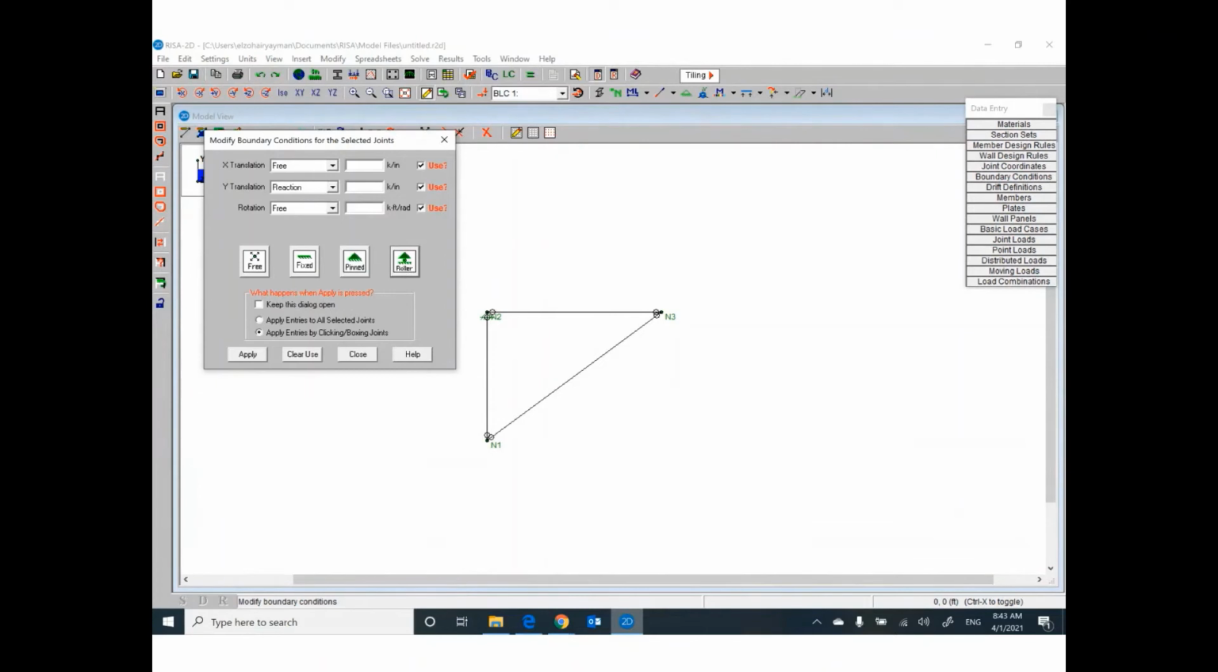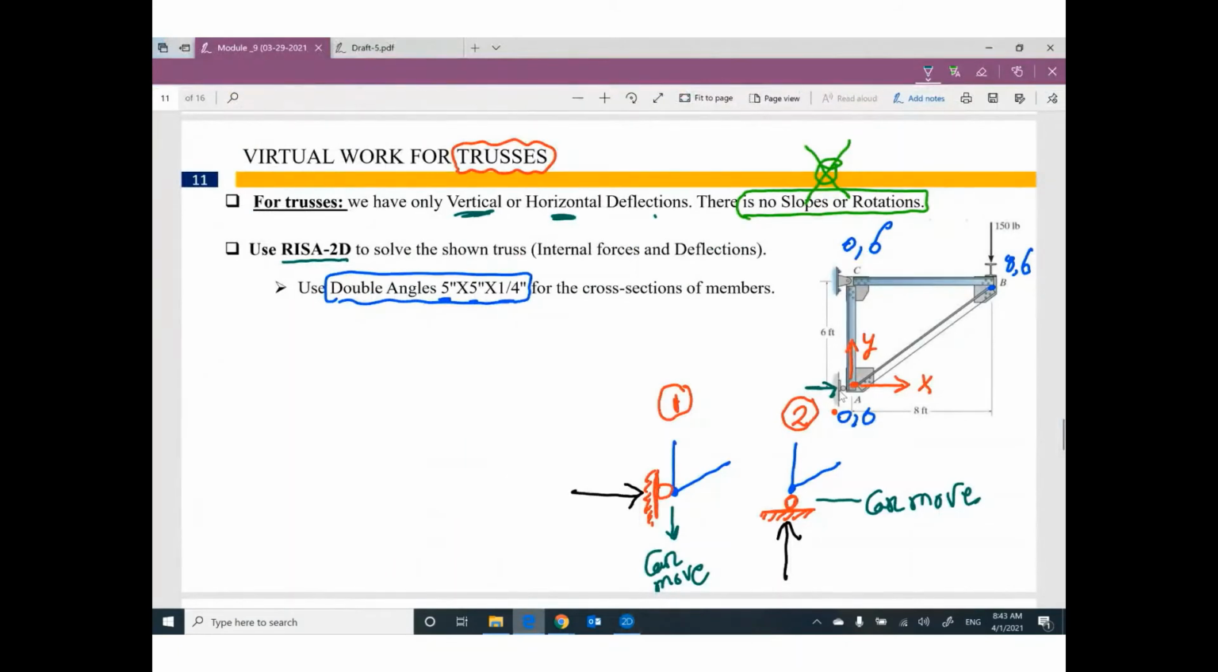Wow, we have an issue here. The default roller in RISA will give you a Y reaction and free in X. This is the default roller. But this is not the case in our truss. In our truss, we have a horizontal reaction, which is X reaction, and free in Y.